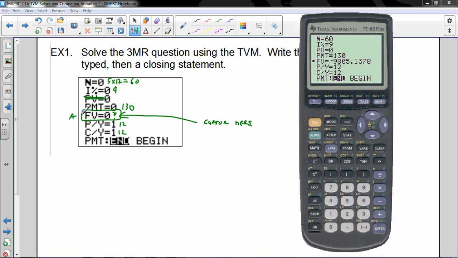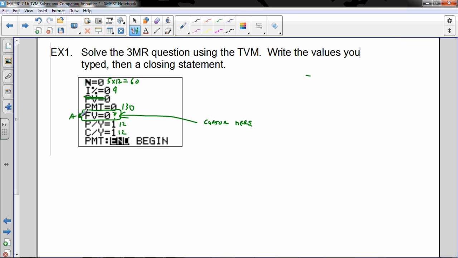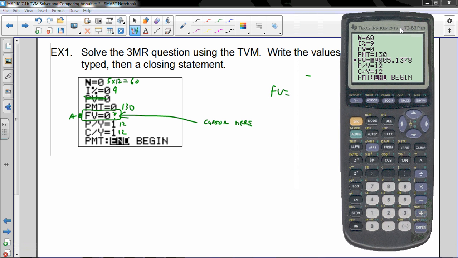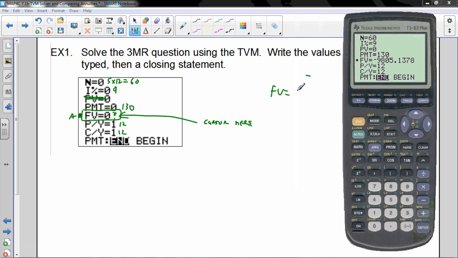And notice that it puts a little box next to the one that we solved, and solves it. What was it? 9805.14.